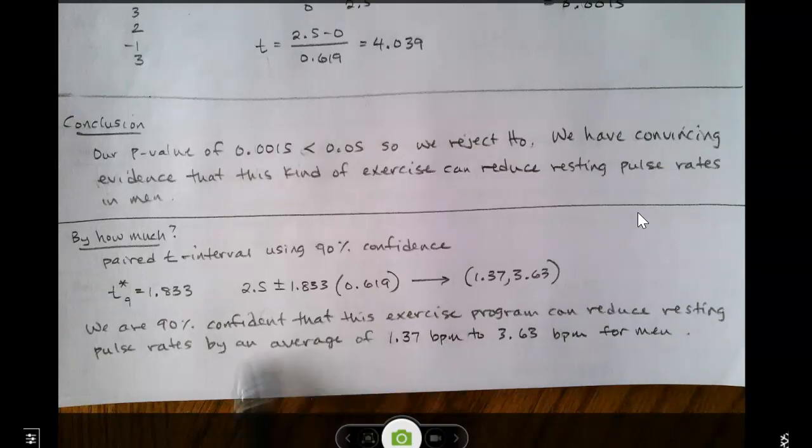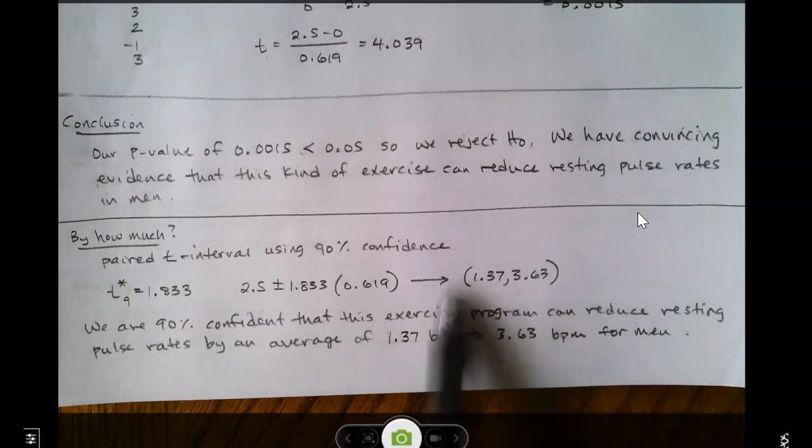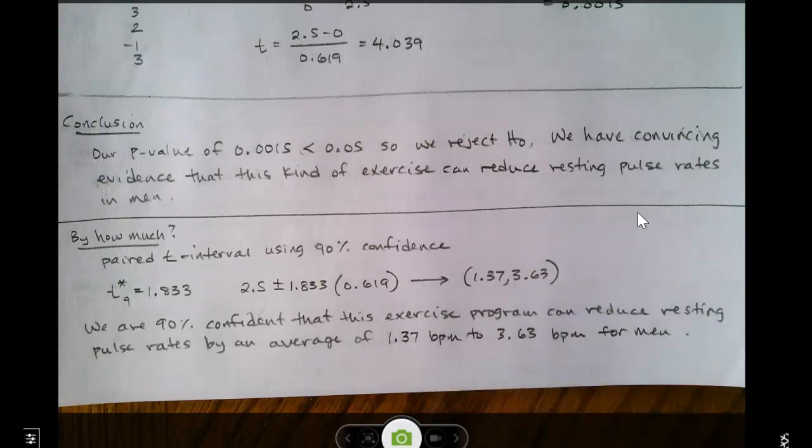This is key here because we're talking about the average change, because we took that list of differences, the list of changes in pulse rates, and we found the average of that. And this is a prediction about that average. So make sure you have this in that conclusion.